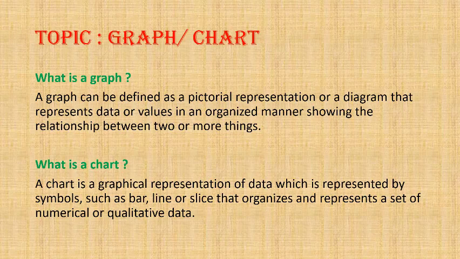What is a graph? A graph can be defined as a pictorial representation or a diagram that represents data or values in an organized manner showing the relationship between two or more things. What is a chart? A chart is a graphical representation of data which is represented by symbols such as bar, line or slice that organizes and represents a set of numerical or qualitative data.